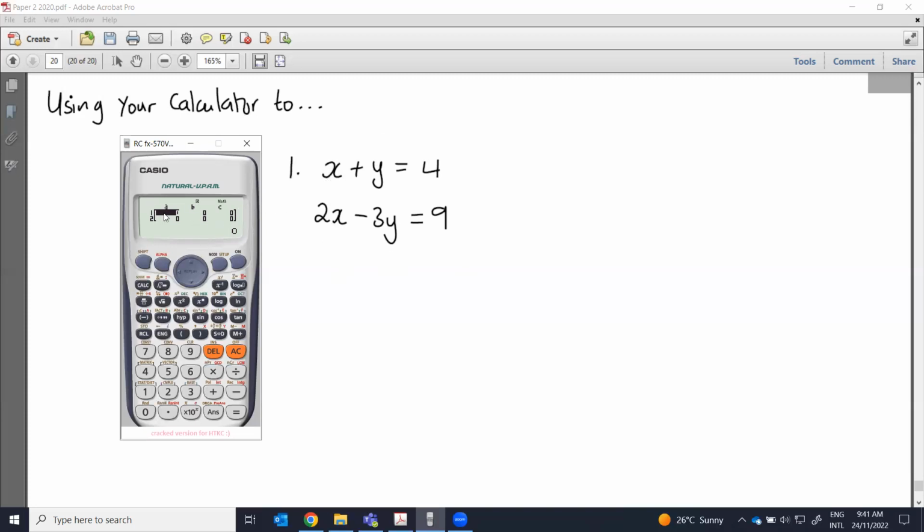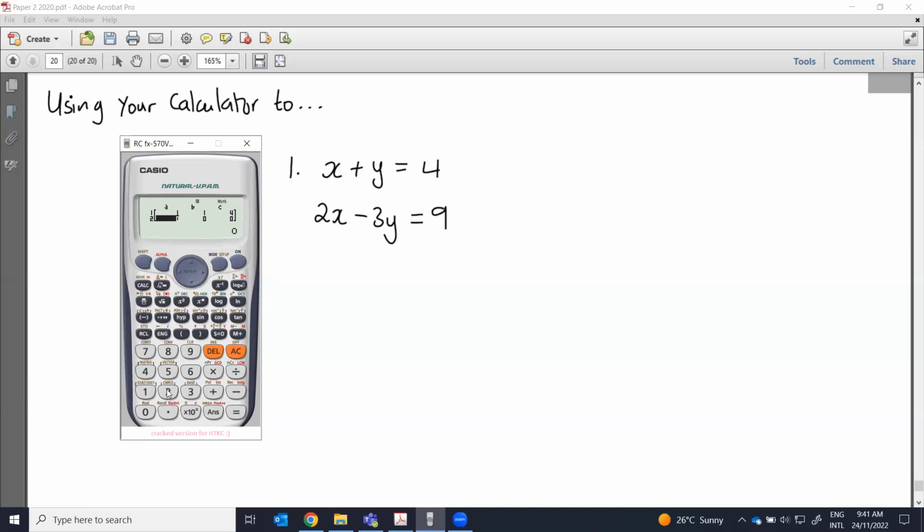Just enter the values of the coefficients. So here the coefficient is 1, then equals. Then the second coefficient for y is also 1. So you press 1 equals. And then over here, we enter the constant term that's on the other side of the equal to sign, which is a 4, equals. Then we move on to our second equation.